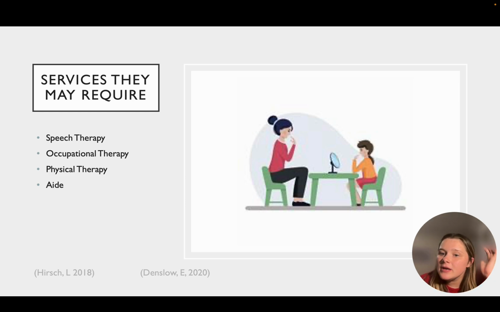So children with CP may require different services. Speech and language therapy can help improve a child's ability to speak, to swallow, and to communicate. And by communicate, it is a little bit different than speaking, because that can include sign language or communication devices, the communication board, the iPad with the words and the pictures. So that's a little bit different.